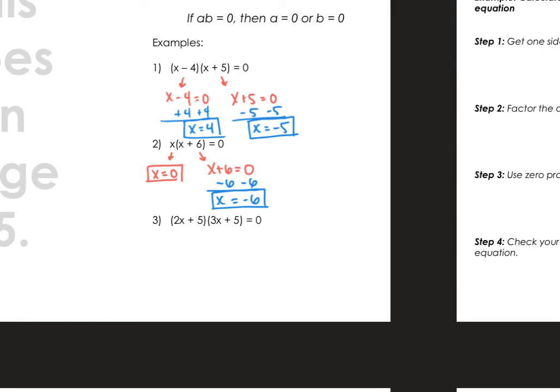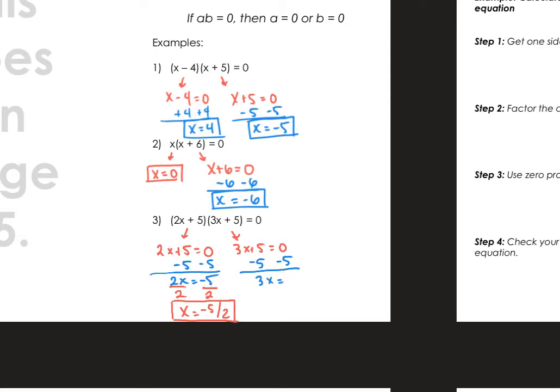Looking at the last example, same idea. We have a product, and we know that that product is equal to 0. So we're going to set each factor equal to 0 and solve. So this one we're going to subtract 5, so 2x equals negative 5, and then we're going to divide by 2. So I'm just going to leave it as a fraction, so negative 5 halves would be one solution. And the second one, subtract 5, so 3x equals negative 5, and then we would divide by whatever's in front of x, divide by 3. So again, I have 2 solutions.